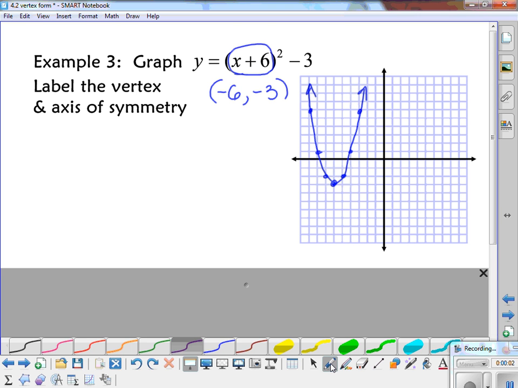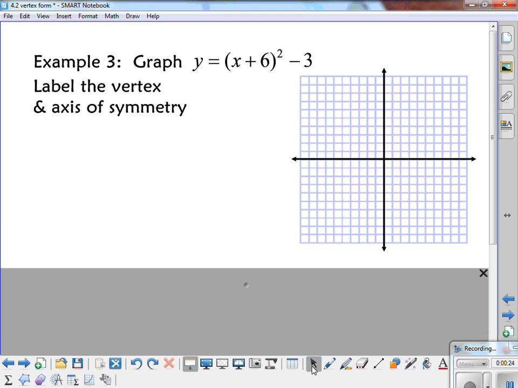So today we're going to pick up where we left off yesterday. We had graphed this, but we were a little bit rushed at the end. So did everybody understand how we got the -6, -3 for our vertex? Yeah? You want me to go over it again? Okay, let's go over it again real quickly.